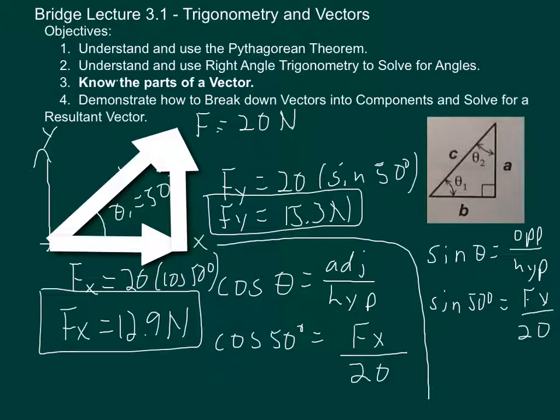Now as a test, if you square 12.9 newtons and add 15.3 squared, and then take the square root of both, you will get 20 newtons. Okay. A lot of stuff in here, so don't be afraid to go back, review it, have questions ready for class, and I'll see you in class and we'll do some more of these.